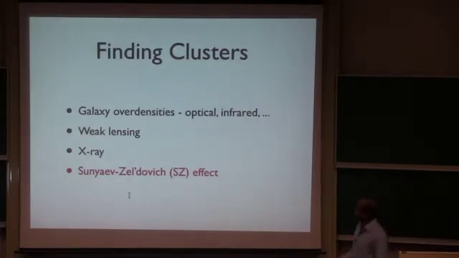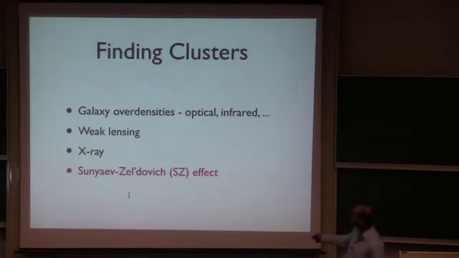Okay, so now that we know how we can use clusters, or cluster abundances, counts of clusters, to probe cosmology, how do we find them? So traditionally, they were found in the early 1900s by using galaxy densities. So, in optical, infrared, and other wavelengths we can measure galaxies.